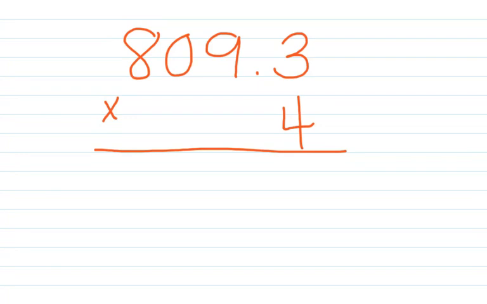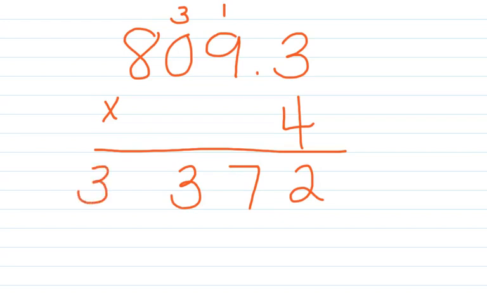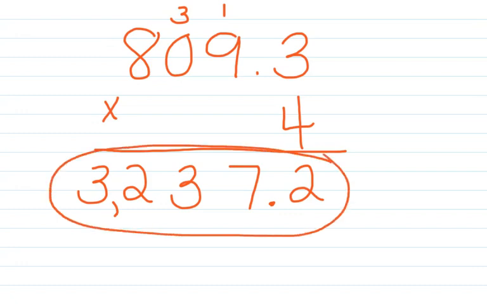All right, here we go. 4 times 3 is 12. 4 times 9 is 36, plus 1 is 37. 4 times 0 is 0, plus 3 is 3. And 4 times 8 is 32. We have our one number after the decimal, which means we have 2 here as well. So we get a final answer of 3,237 and 2/10. Hope you did okay on those, learners.